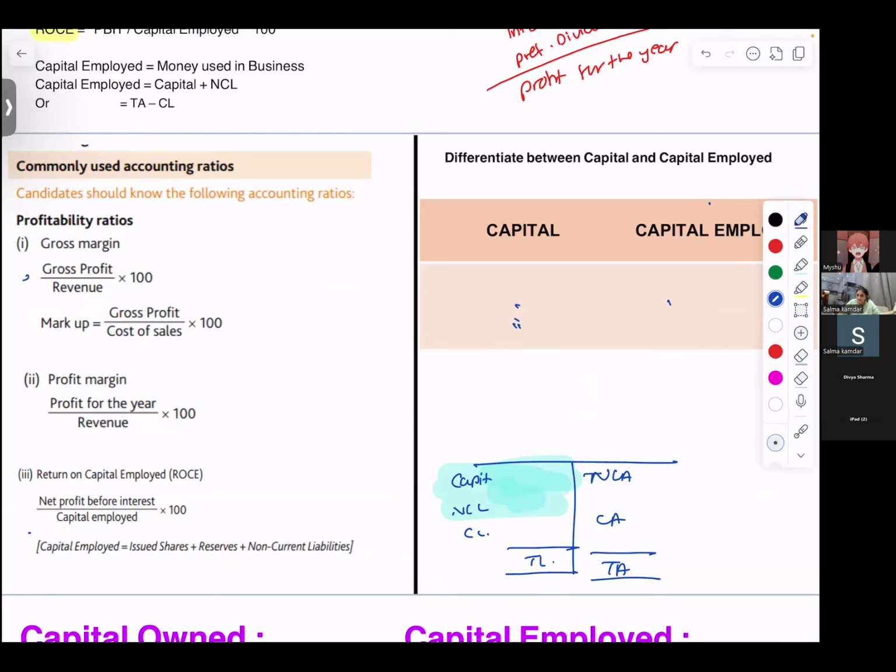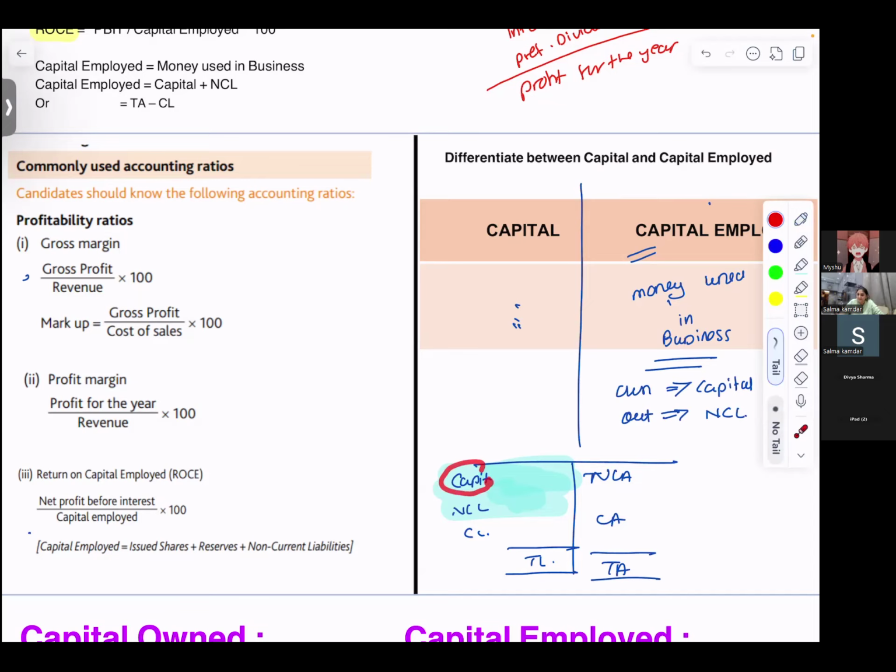What is the meaning of capital employed? Like how much capital is being used in the business currently. How much capital, or I could say how much money is being used in the business. So, what is the money that is used in business? It could be your own money. Your own money is called capital, or it could be outsiders money. Outsiders money is called non-current liabilities. I hope you're with me. So capital employed is a summation of your capital plus your non-current liabilities. What is capital?